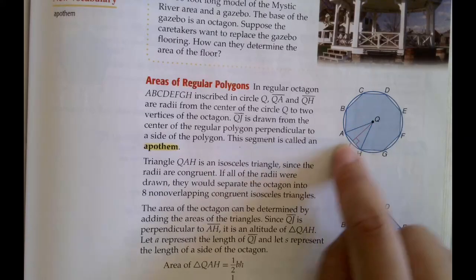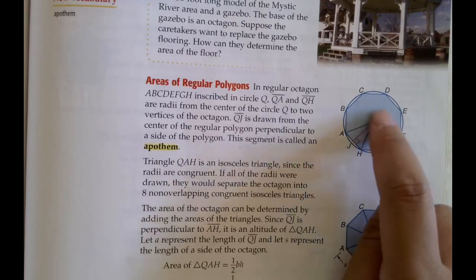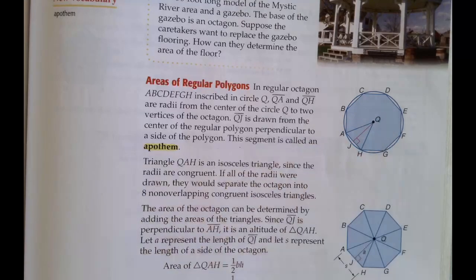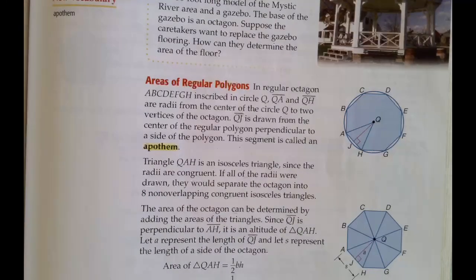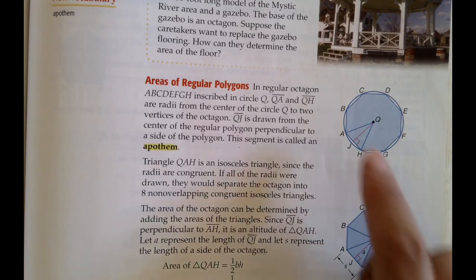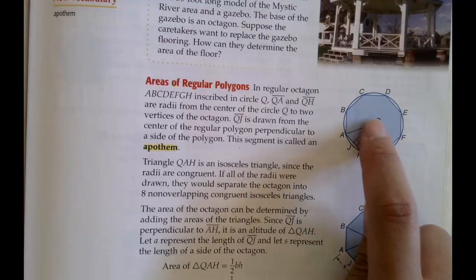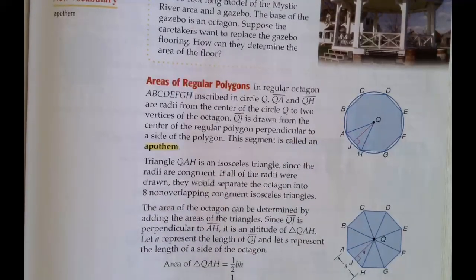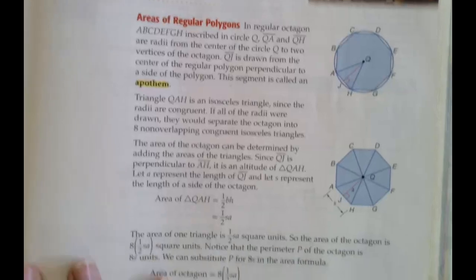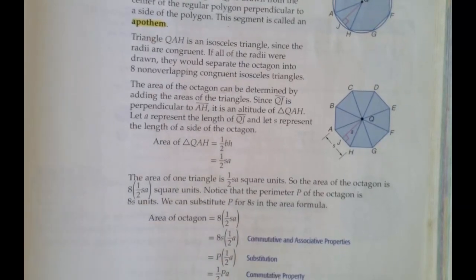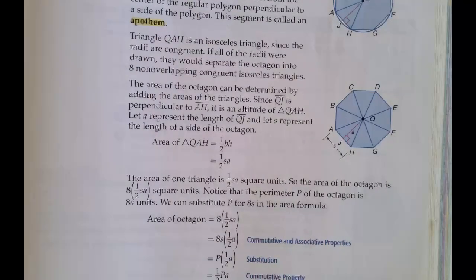Then, split through the middle, we draw a segment here that is QJ. It's drawn from the center of the regular polygon and it's perpendicular to the side of the polygon. This is known as the apothem. What the apothem does is it splits that side in half. It also splits that angle in half. And it's from there that we get the area of our regular polygon.